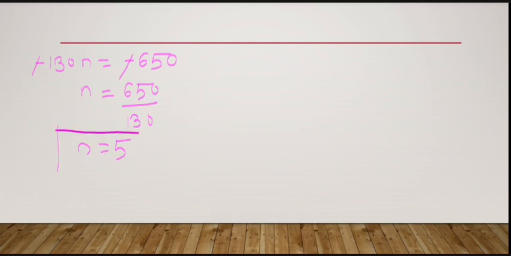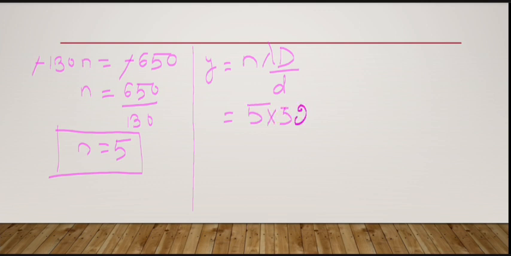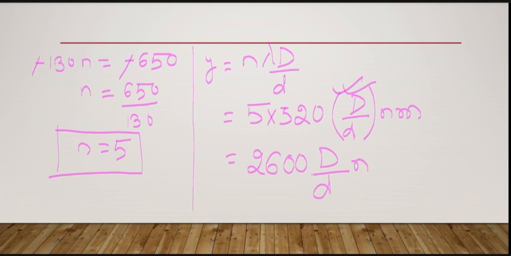Now, putting the value of n in the constructive fringe equation, that is y equals n lambda capital D by small d, we have n equal to 5. The value of lambda we have to put for the second wavelength, that is 520 multiplied by capital D by small d. Here also the values of capital D and small d are not given, so we will leave it as it is. Finally we get to the conclusion, it is equal to 2600 multiplied by capital D by small d nanometers.